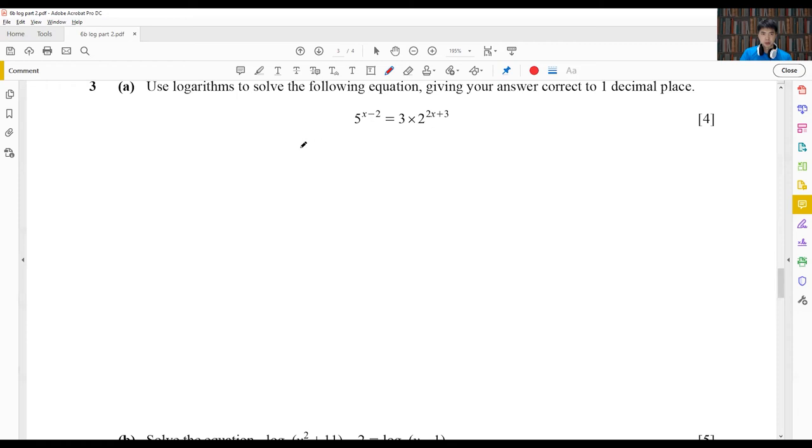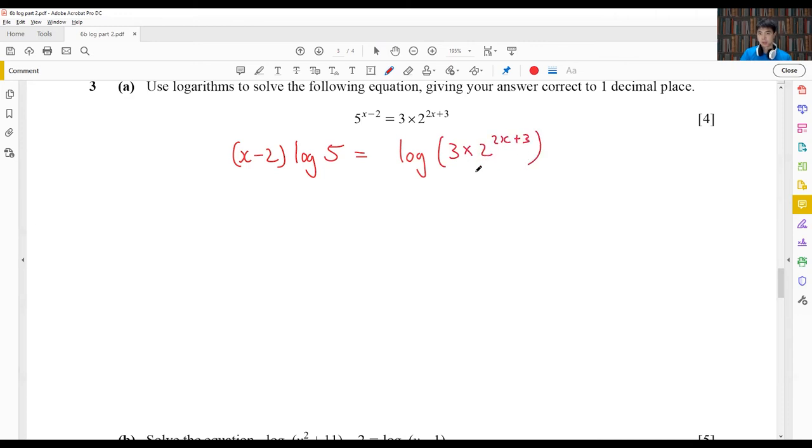First, you've got to log both sides. Log 5 to the power of x minus 2 can be straight away brought to the front, so let's put it here, x minus 2, okay? Is equals to log 3 times 2x plus 3.